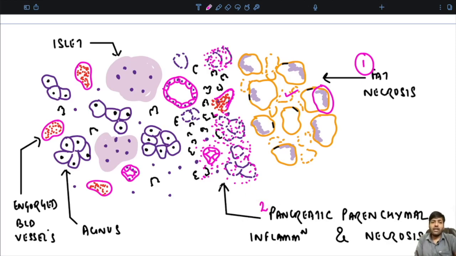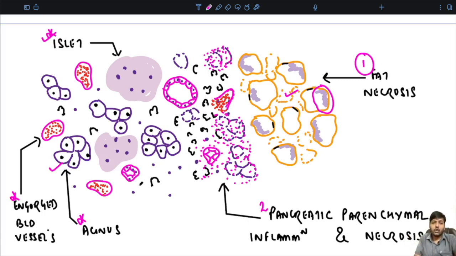Secondly, first I will show you, these are the islets, as we can appreciate, the pancreatic islets. Then what are these? This part is the pancreatic acinus which is the exocrine part, and this part is the islet which is the endocrine part. And over here we can see the engorged blood vessels also.